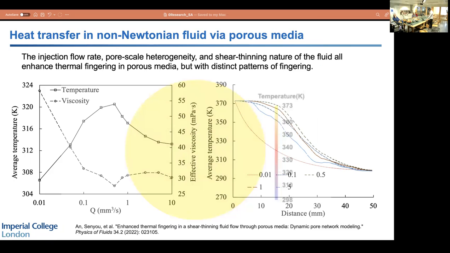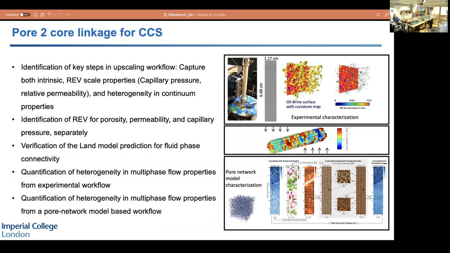Okay, all of these projects were finished during my PhD, and this is the project I'm doing now. It's the pore-to-core linkage for CO2 storage. This is the project funded by Shell and the EPSRC. So the whole idea for this one is to construct the core-scale model with the heterogeneous distribution of porosity, the capillary pressure, and also the absolute permeability, these kinds of parameters.